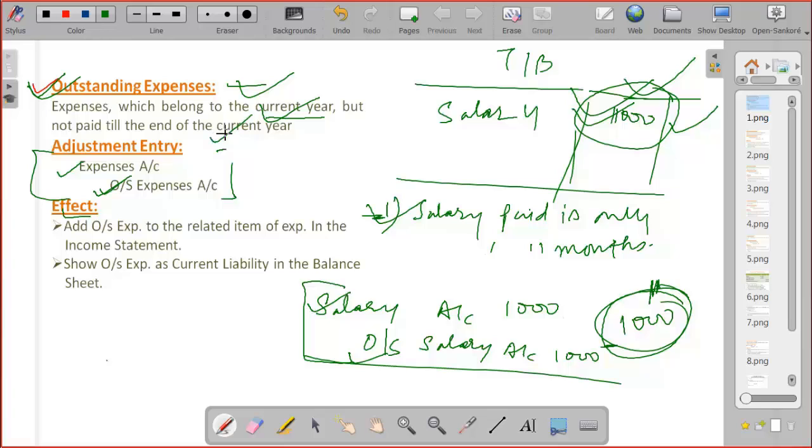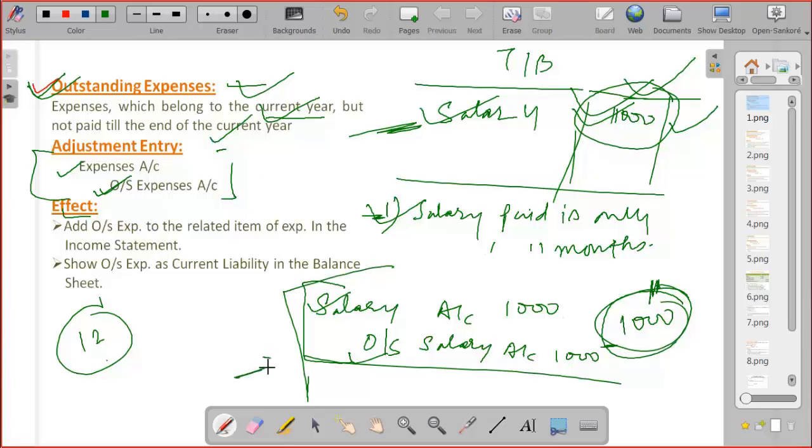So we need to bring them, because when we prepare the income statement, in that income statement we have to show the whole year's expense. We can't show that this much we paid, so this much we will show. Whatever salary is related to the whole year, that salary we have to show, whether it is paid or not, isn't it? So this is 11 months salary, but in the income statement we have to show whole year's salary, 12 months salary, isn't it? So that's why we need to bring the last month's salary also, that outstanding one.